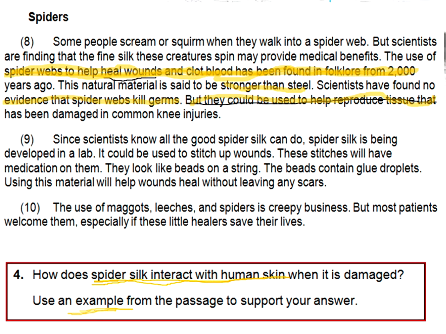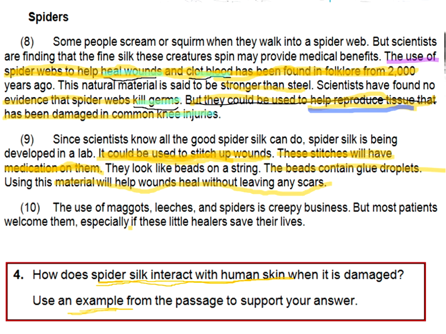Some people scream or squirm when they walk into a spider web, but scientists are finding that the fine silk these creatures spin may provide medical benefits. The use of spider webs to help heal wounds and clot blood has been found in folklore from 2,000 years ago. The natural material is said to be stronger than steel.